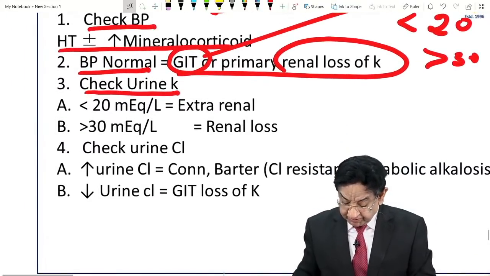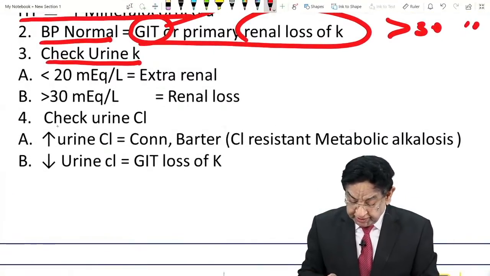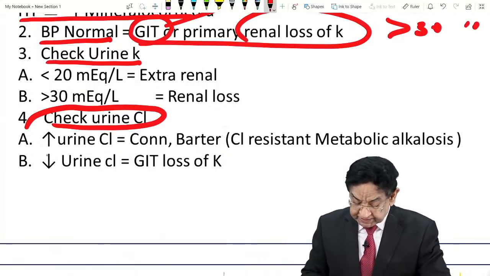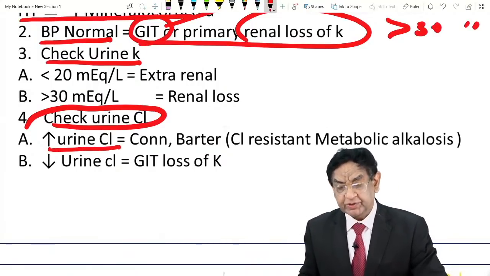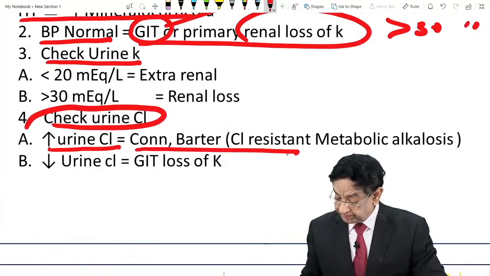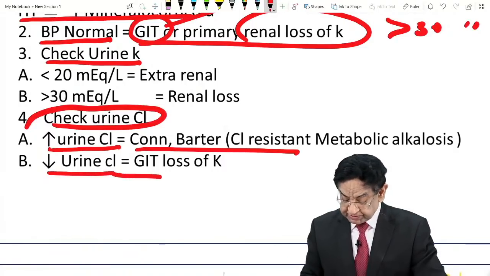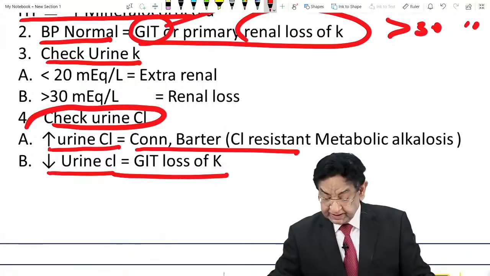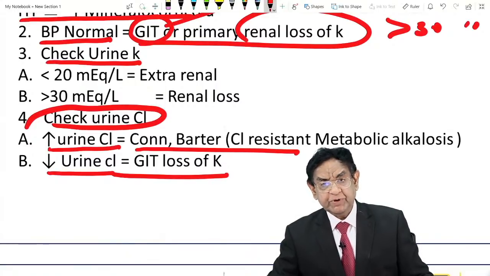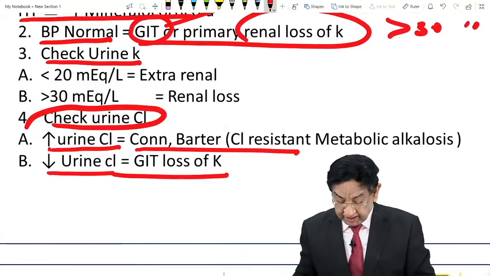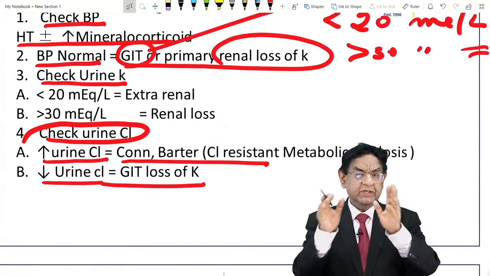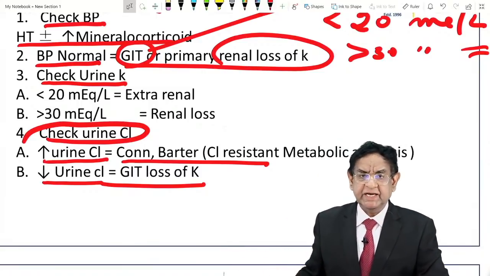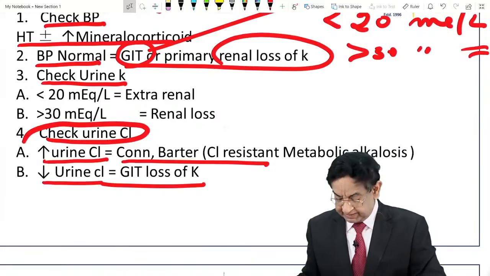And one more thing, you can even check urine chloride also. Urine chloride is increased in Conn or Bartter syndrome, and chloride is reduced in GIT loss. So in GIT loss, urine potassium and chloride are both decreased. In the renal causes, usually potassium and chloride are both increased.